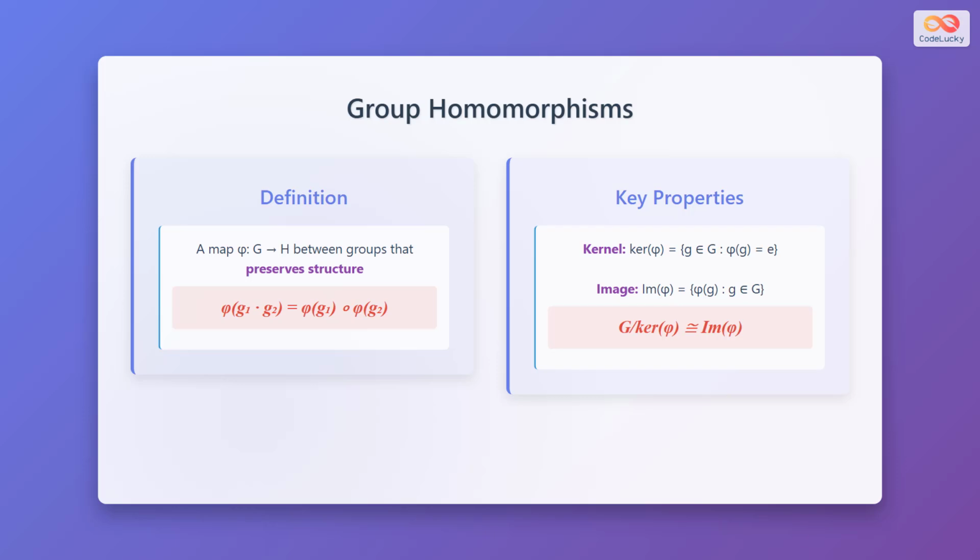A group homomorphism is a map phi from group G to group H that preserves structure. Meaning phi of G1 times G2 equals phi of G1 operator phi of G2. Key properties of group homomorphisms are kernel and image. The kernel of phi, denoted as ker of phi, is the set of all elements G in G such that phi of G equals E. The image of phi, denoted as im of phi, is the set of all phi of G, where G is an element of G. And G over ker of phi is isomorphic to im of phi.